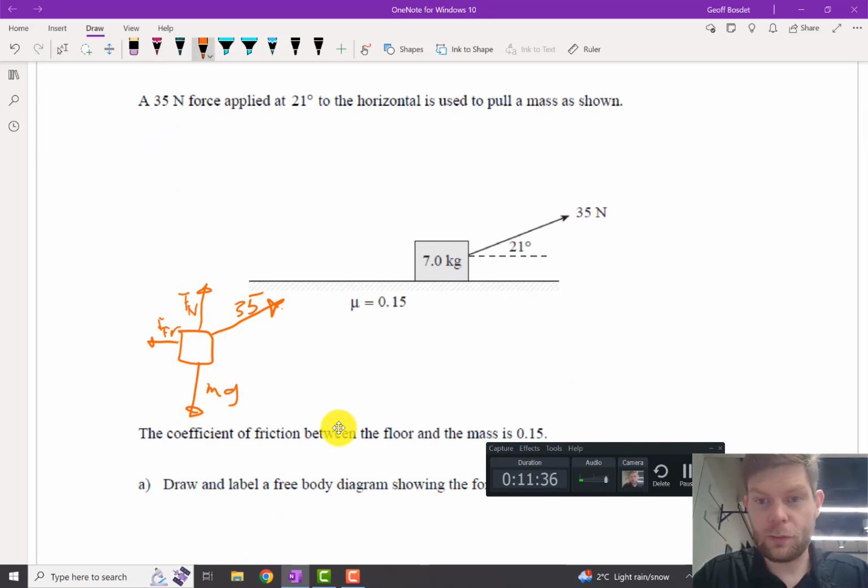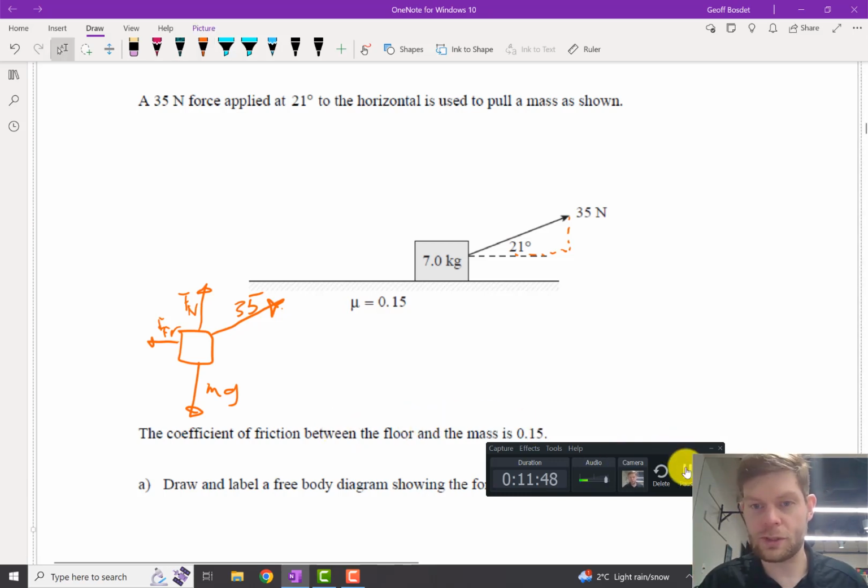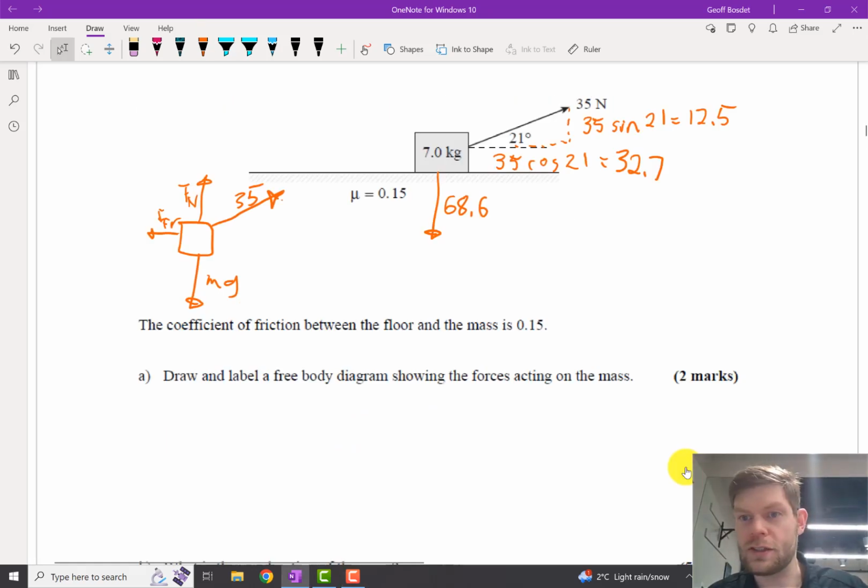Now, anytime you're given a force at an angle like this, you are interested in the components, not the 35 itself. So your first step, let's break it into components. I'm going to pause and do that. All right, let's do this. Our vertical component is 35 sine 21, or 12.5. Our horizontal component is 35 cos 21, or 32.7. I might call this like fx and this as fy.